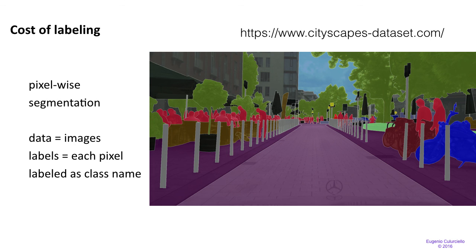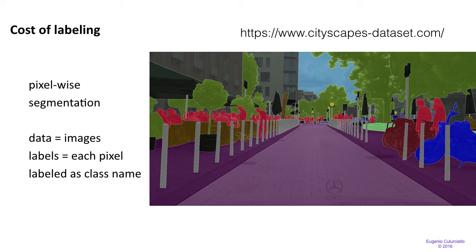So unsupervised learning is extremely important. Another very current example is autonomous driving. Think about the cost of labeling for autonomous driving, where you have images like this that you have to label pixel-wise. Somebody has to sit down and manually draw a polygon on top of these images and mention the class name.